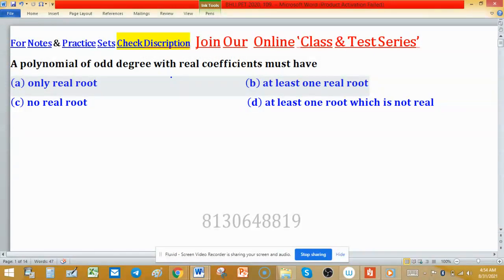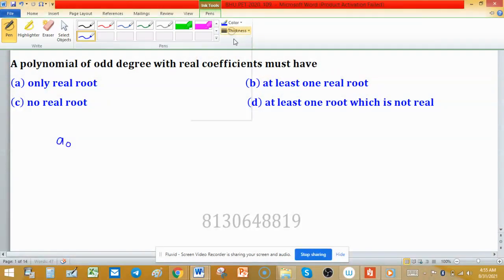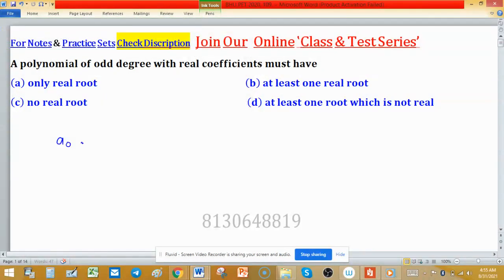Using this theorem, we can easily tell about real roots of the polynomial. So if a polynomial of n degree can be written as, suppose this is a polynomial of n degree and can be written as a naught plus a1 x raised to the power 1, a2 x square, and so on up to an x raised to the power n. This is a polynomial.